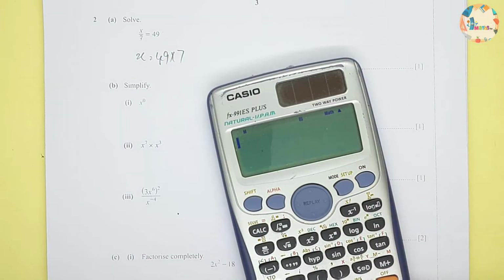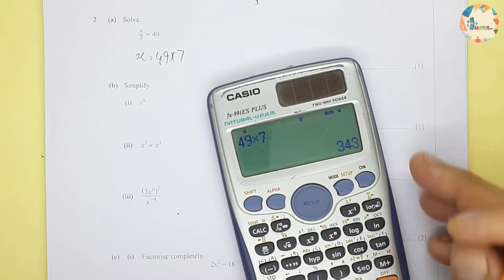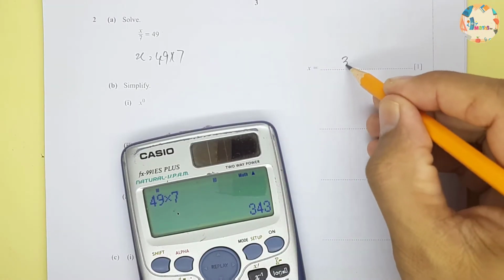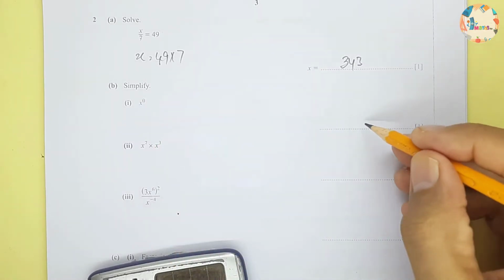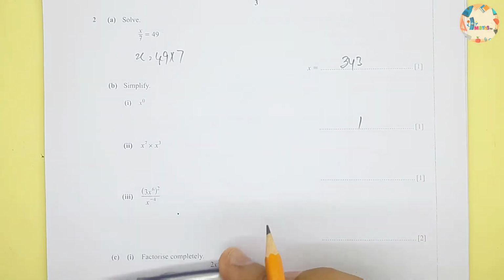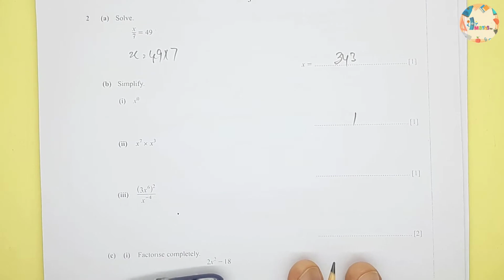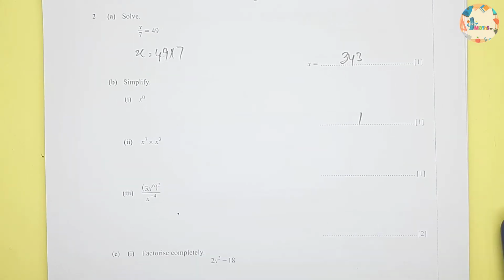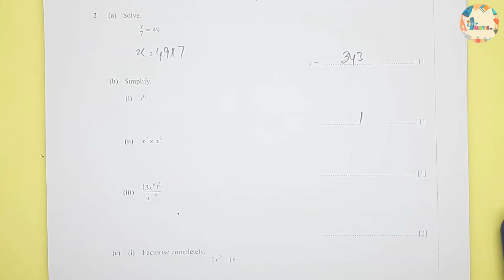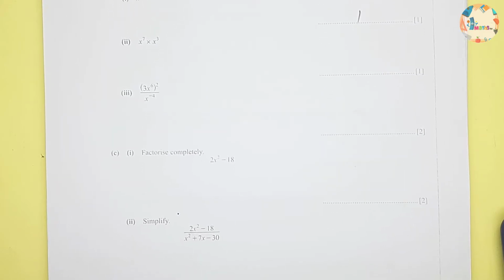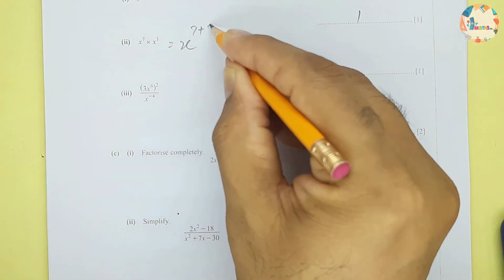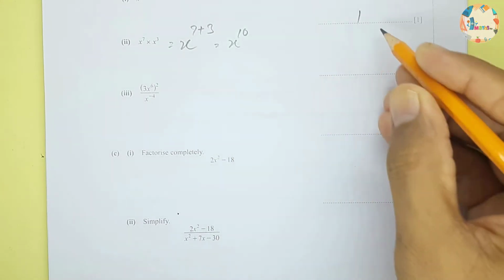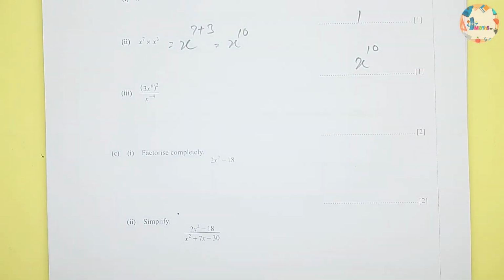49 multiplied by 7 will give us 343, and simplify x raised to power 0. Anything raised to power 0 is 1. This one, x raised to power 7 multiplied by x raised to the power 3. When bases are same, their powers will be added, so this will be equal to x raised to power 7 plus 3, which is equal to x raised to power 10. So x raised to power 10 will be answer.